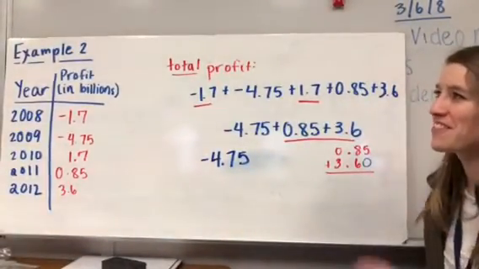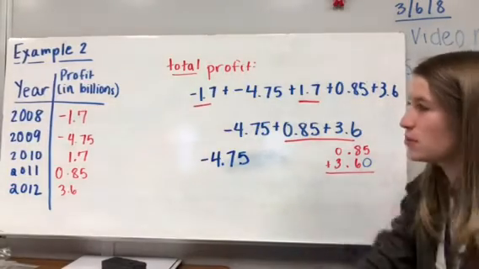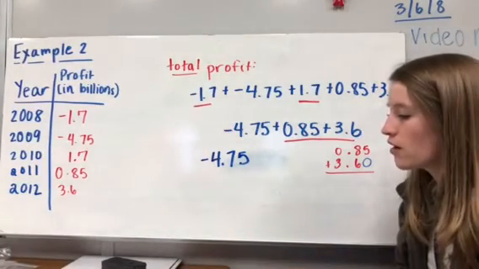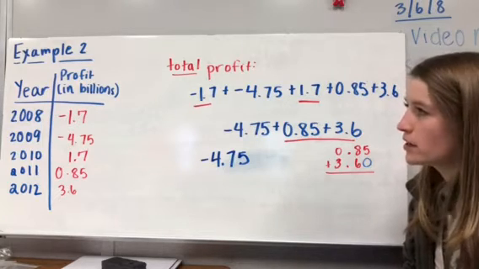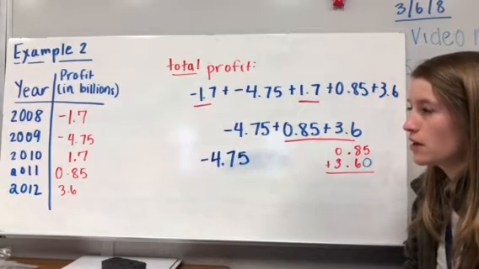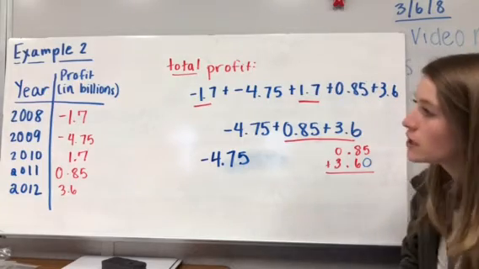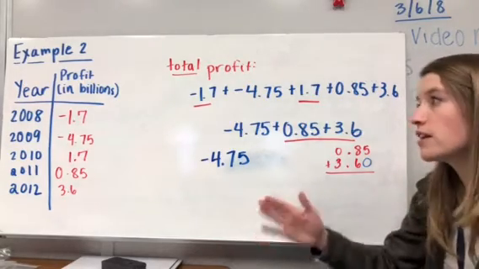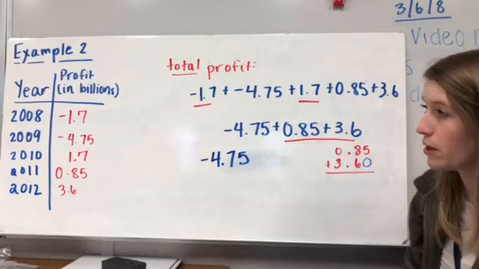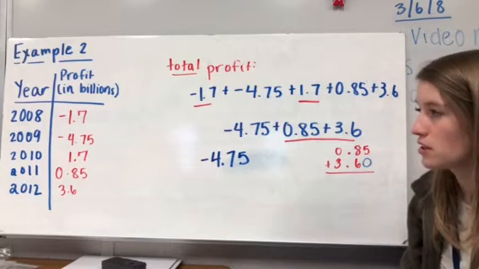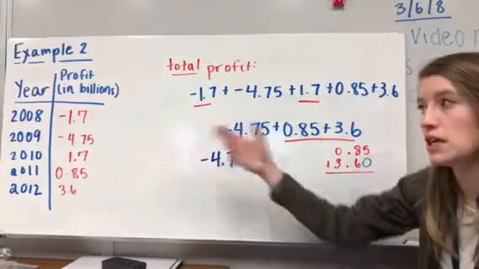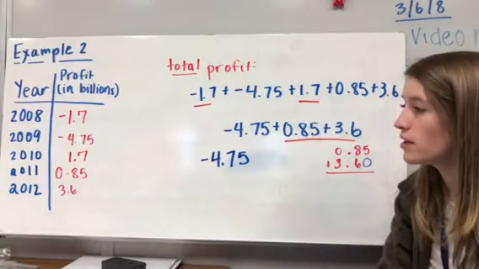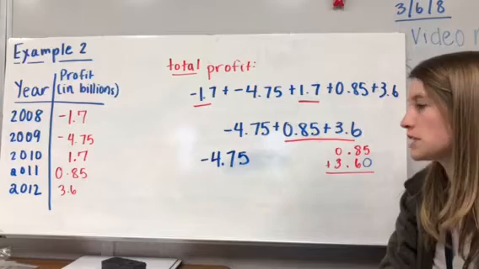Let's go to a word problem now. Here's example 2. Example 2 talks about annual profits for a financial company. So there's every year and the profit they incurred each year. So in 2008, they ended up losing money with -1.7 billion, lost money again, and now every time it's positive, it means they gain money. 1.7, 0.85, and 3.6.